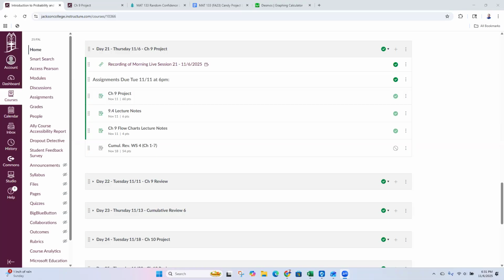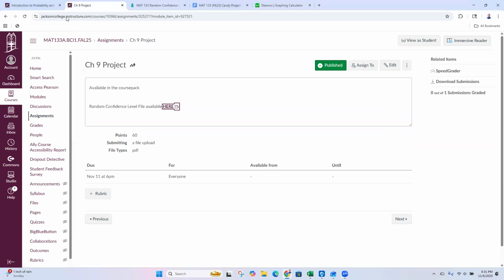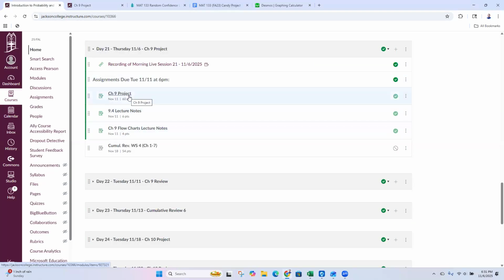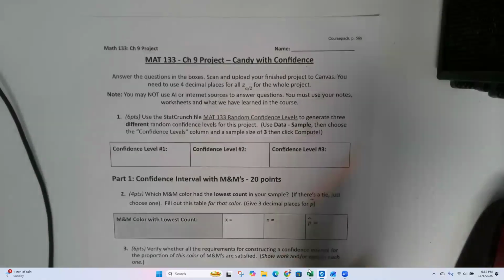Today we're going to talk about the Chapter 9 project, and it's still going to be using the data from our M&Ms and our Skittles. So you're going to want to pull that up. I know we all saved it in a place that we'll remember where to find it. So you're going to need your numbers from that. The Chapter 9 project is not a Google document. It is in the course pack on page 569. So you want to go get that, page 569.